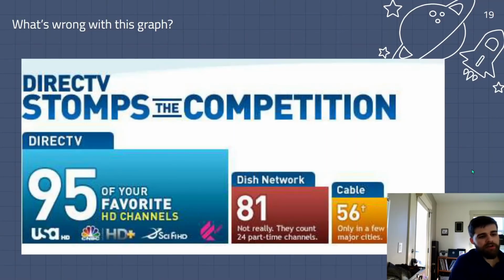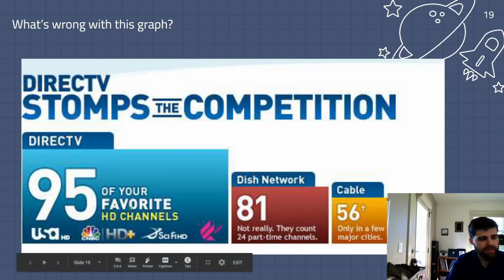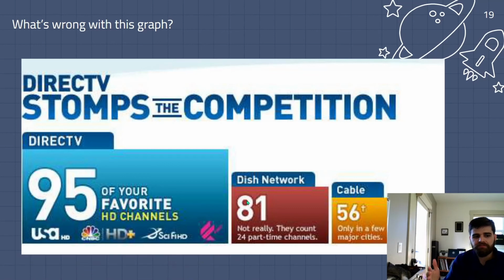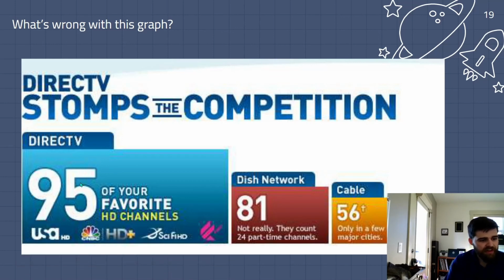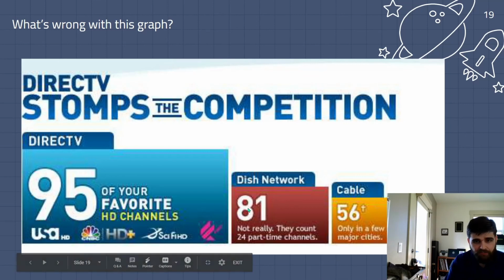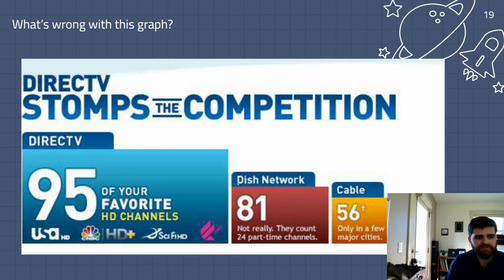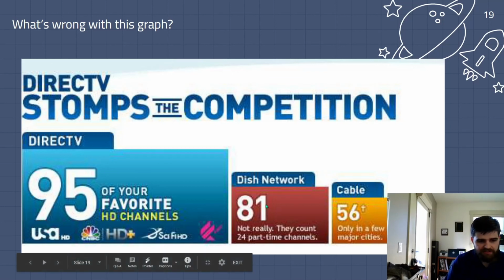All right. Another common mistake made when graphing things out, you'll see this in a lot of ads, is a violation of something called the area principle. So this is a bar chart, or at least it's trying to be a bar chart, but you can see each bar doesn't have the same width, which causes us to perceive this as much, much bigger than that. So you can see this, the DirecTV, who made this ad, has 95 HD channels, but this Dish Network only has 81. So it's only 14 more. It's only about a 10% increase or so. But you can see this bar is 2 or 3 times bigger than the Dish Network bar.